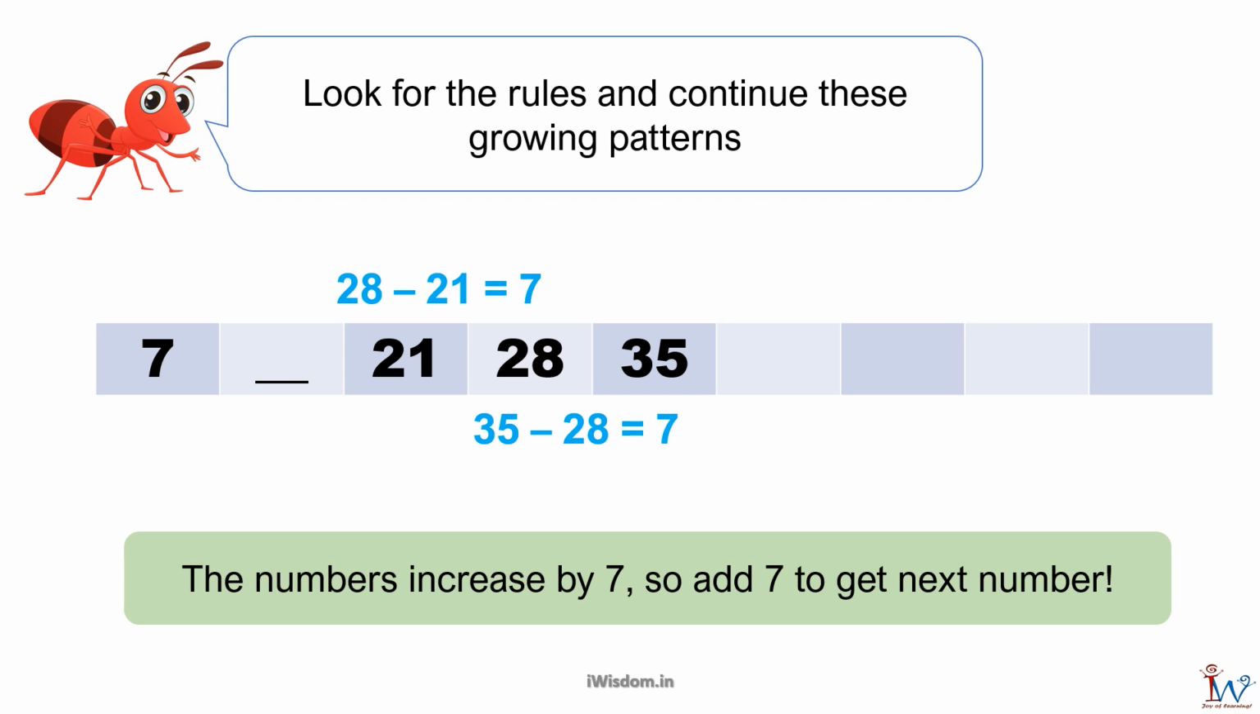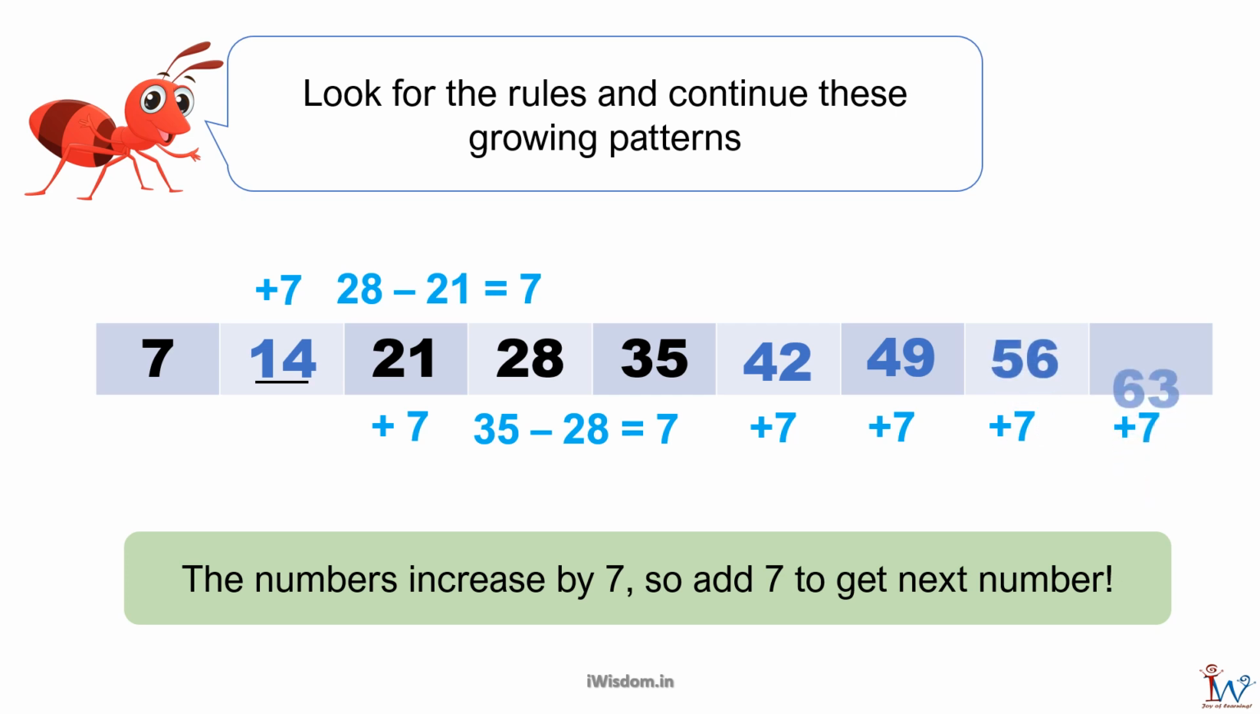To test, we add 7 to 7, and we get 14, which is the missing number. When we add 7 to 14 we get 21. So the rule is correct. It is nothing but the numbers we get in 7 multiplication table. Fantastic.